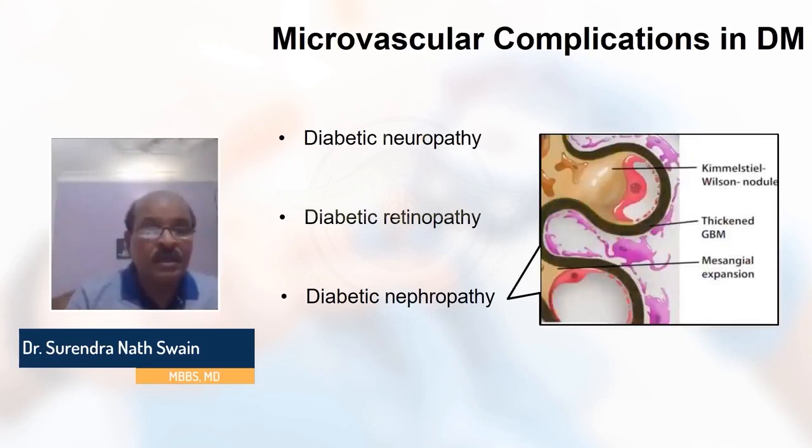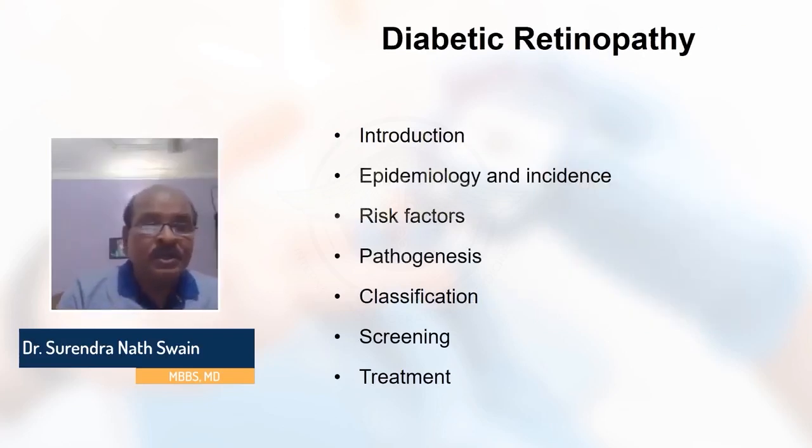In diabetic neuropathy, the foot is involved, and there is sensory motor neuropathy, amyotrophy, and autonomic neuropathy. In diabetic nephropathy, there are KW nodules, thickened GBM, and mesangial expansion. And in diabetic retinopathy, we are going page by page because it's a very great subject.